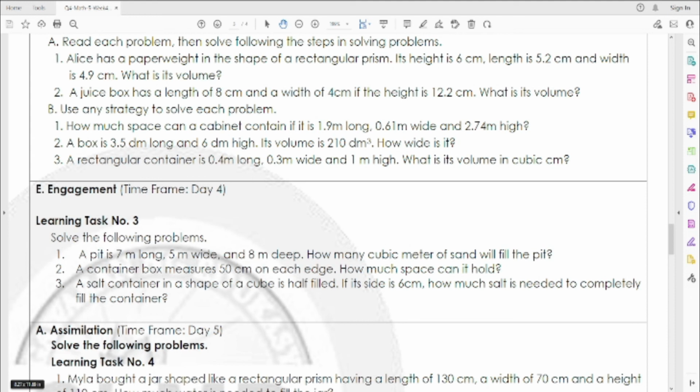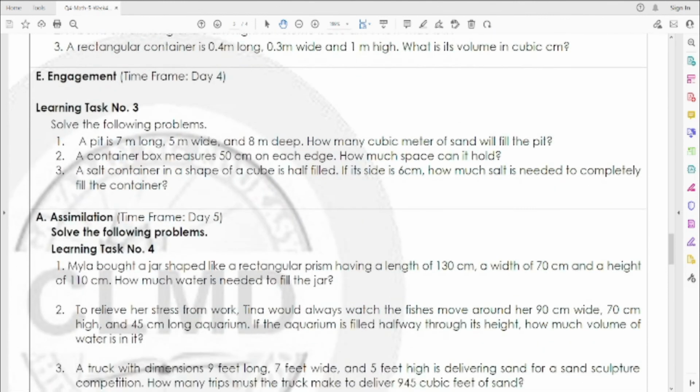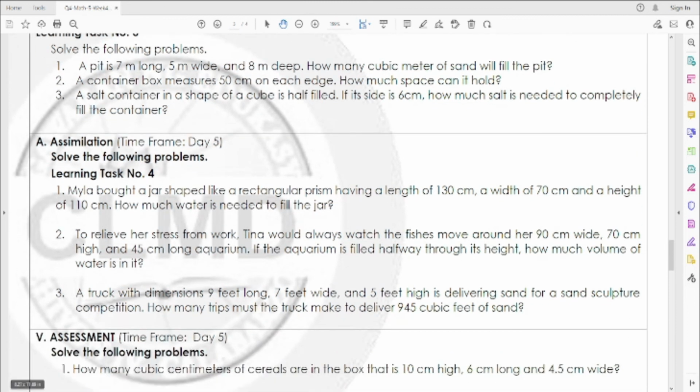2, a container box measures 50 centimeter on its edge. How much space can it hold? And number 3, a salt container in the shape of a cube is half filled. If its side is 6 centimeter, how much salt is needed to completely fill the container? I will repeat, the container in the shape of a cube is half filled. Kalahati lang may laman. Next, for your learning task number 4, for your day 5 activities, so these are the problems. I will read number 1.